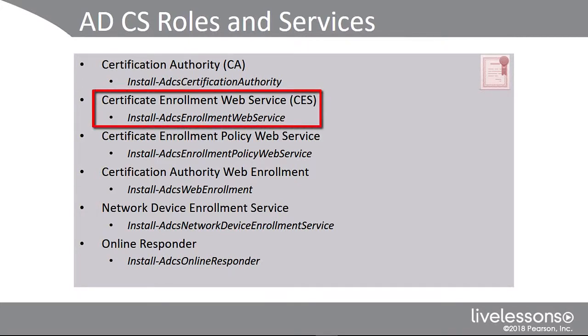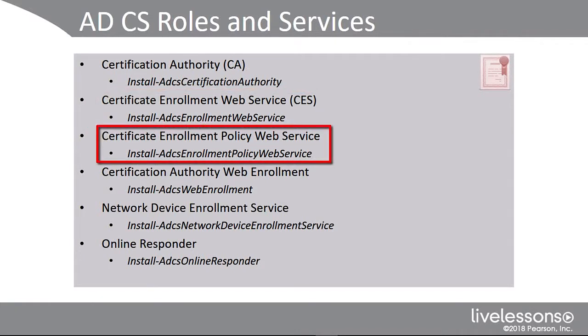And the next one is CES, which is the Certificate Enrollment Web Service, which allows your computers running at least Windows 7 to connect to a CA through web services. This acts as a proxy to the CA, but it does require the ADDS forest level of Windows 2008 R2 or higher. So be aware of that requirement.